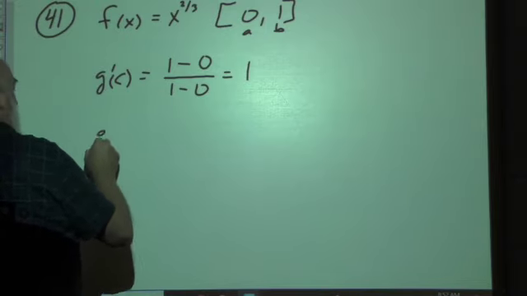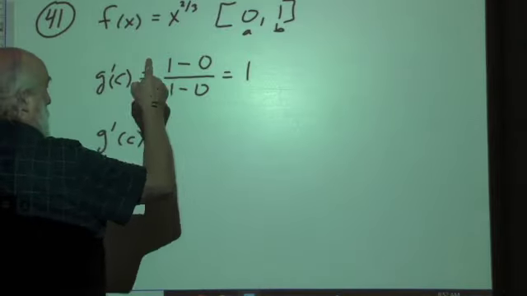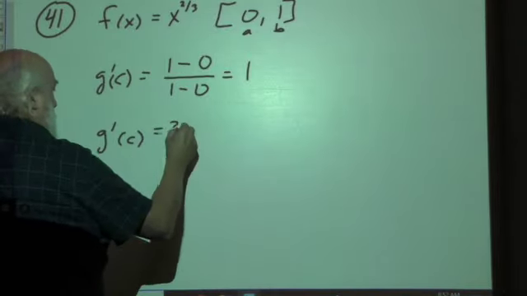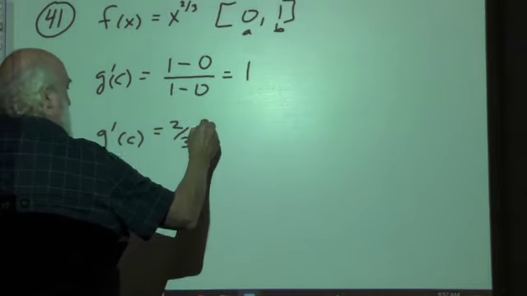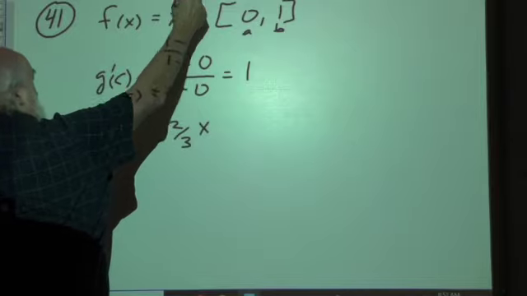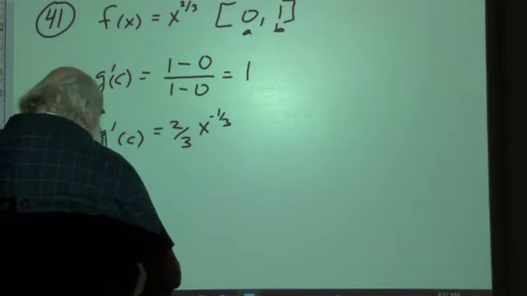So we're going to say g prime of c is going to equal the derivative of that. So 2/3 goes in front, and then times x, and then 2/3 minus 3/3 is -1/3. And we know that's going to equal 1.